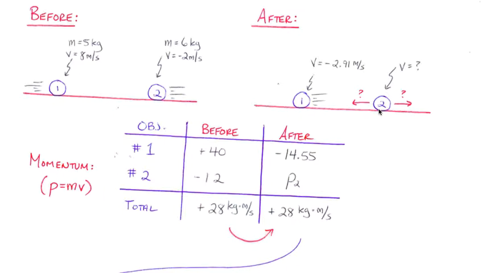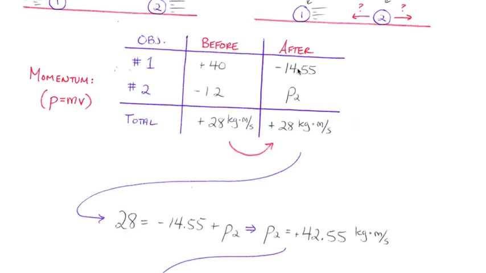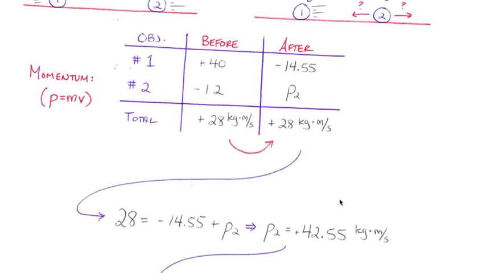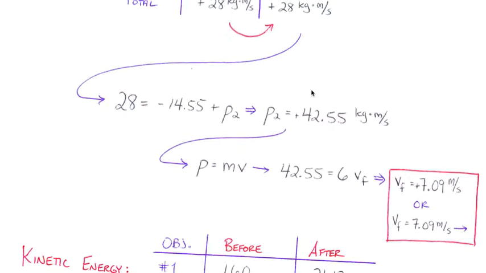We don't know what the momentum of object 2 is, so I'll just leave that as P2. And just as we did before, we know that negative 14.55 plus P2 must equal that total momentum of 28. And when I solve that through, I find that momentum of object 2 after the collision must be 42.55.